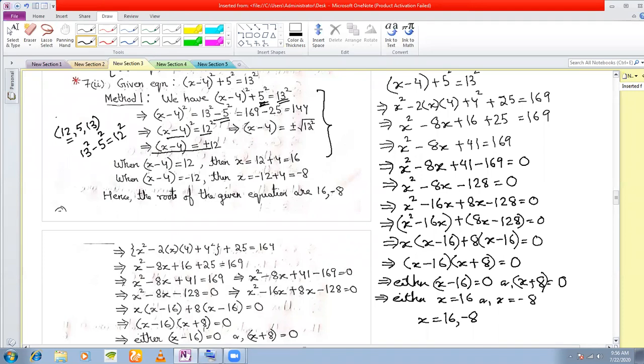This method is not a universal method, because obviously you have to look for it. 5, 12 and 13 was a Pythagoras triplet, which I realized and hence I solved it this way. But in most cases, it will not turn out to be a Pythagorean triplet. Okay, so I would recommend the normal method that I have done here.